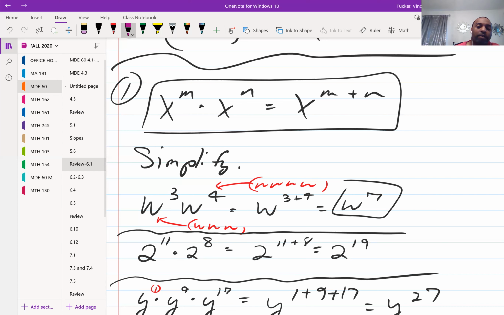So 2 to the 11th times 2 to the 8th, you just add your exponents. 11 plus 8, that's 2 to the 19th. So once again, notice that we have the same base. 2 is our base here. The first one, w, is the base. If your bases are not the same, then of course these rules do not apply.